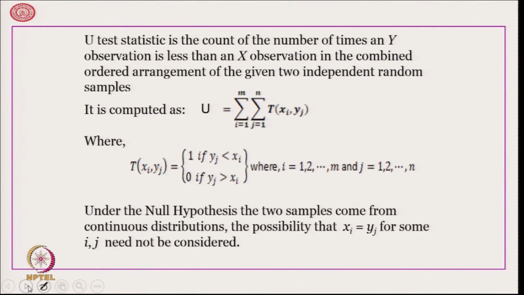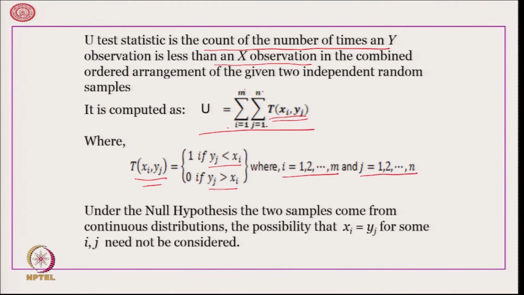So, basically what we are doing is counting the number of times a y observation is less than an x observation in the combined ordered arrangement of the given two independent samples. Therefore, it is computed as U = sigma over i = 1 to m, j = 1 to n, T(x_i, y_j), where T(x_i, y_j) is equal to 1 if y_j is less than x_i, and 0 if y_j is greater than x_i, where i = 1 to m indexes the x samples, and j = 1 to n indexes the y samples.